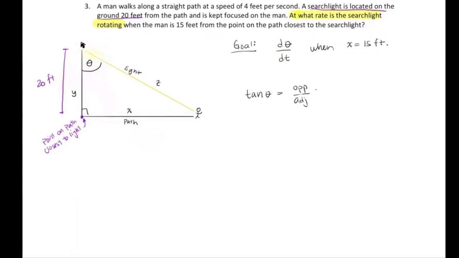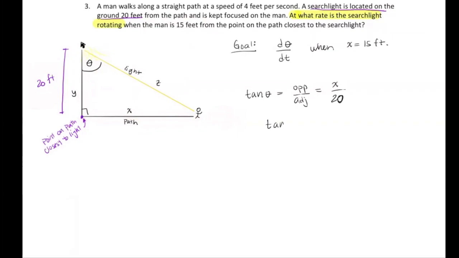And in this case, our opposite side is X, and our adjacent side, this isn't going to change. X is changing because this person is walking in this direction, so this distance is changing, but the searchlight is not moving. It's like if you're walking in your neighborhood past a light, the light doesn't move, you move, so this distance here is fixed at 20, so I'm going to leave this number here as 20.